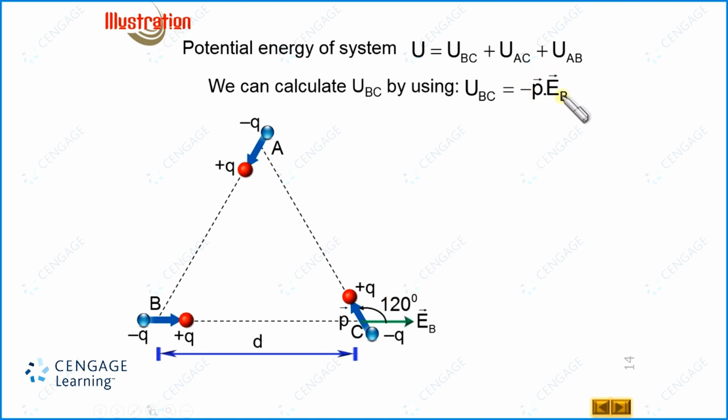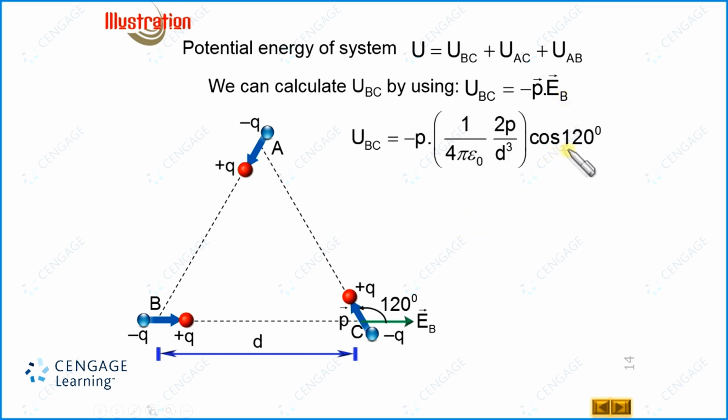Now we can write this dot product as P multiplied by the electric field because of this dipole, and we know the electric field vector EB is equal to 1 upon 4 pi epsilon naught times 2p divided by d cube. So this is minus p multiplied by this magnitude multiplied by cos 120 degrees. Cos 120 degrees equals minus 1 by 2, minus and minus will be positive, and the 1 by 2 and 2 will cancel out, giving 1 upon 4 pi epsilon naught p square divided by d cube.